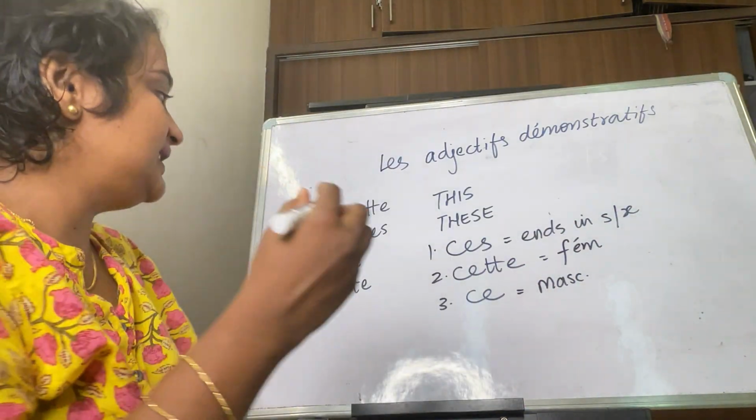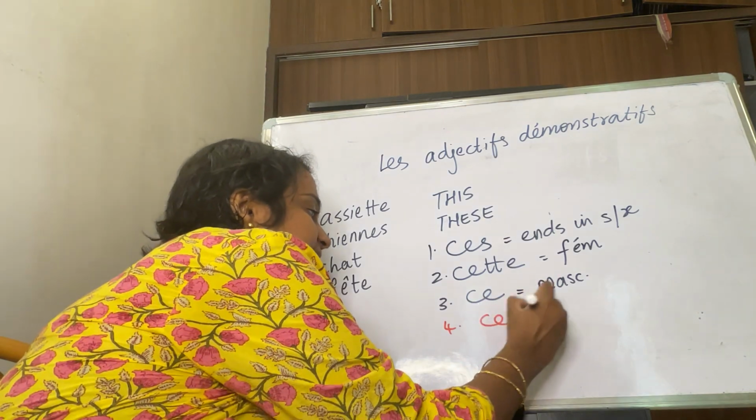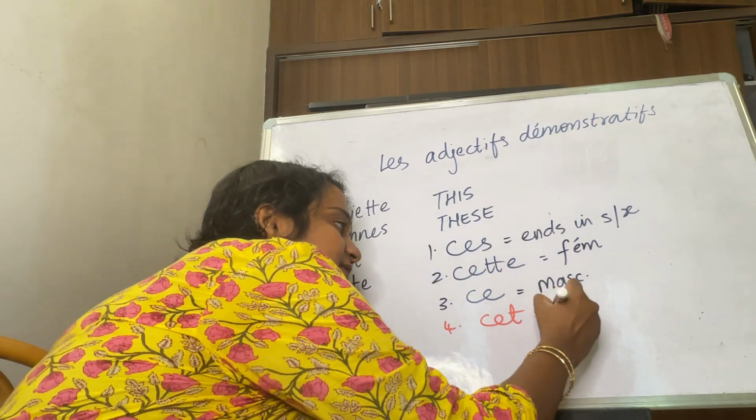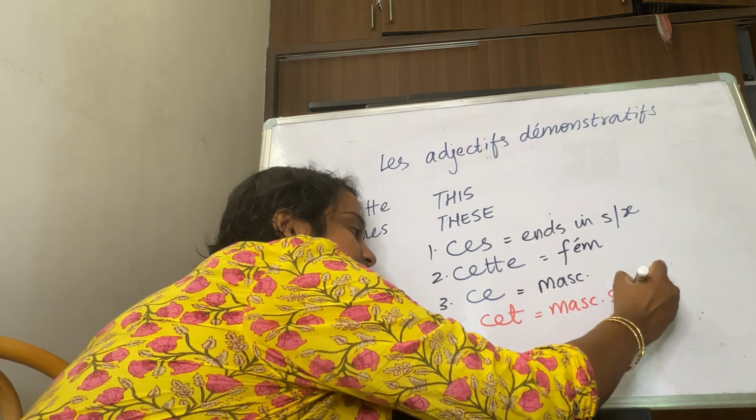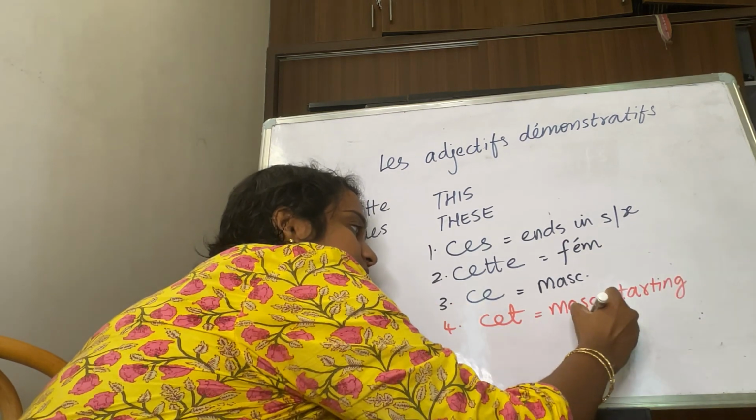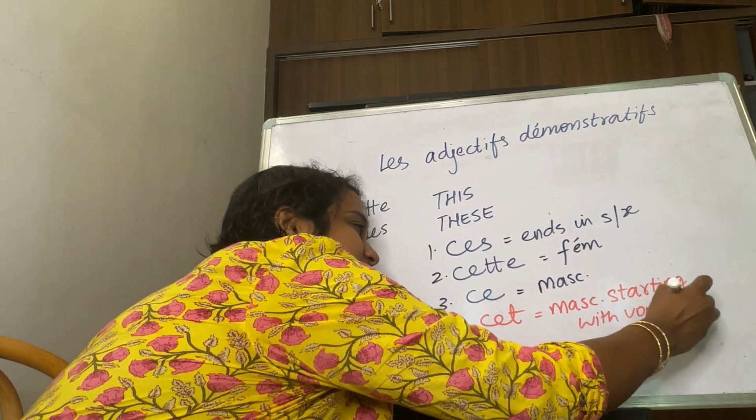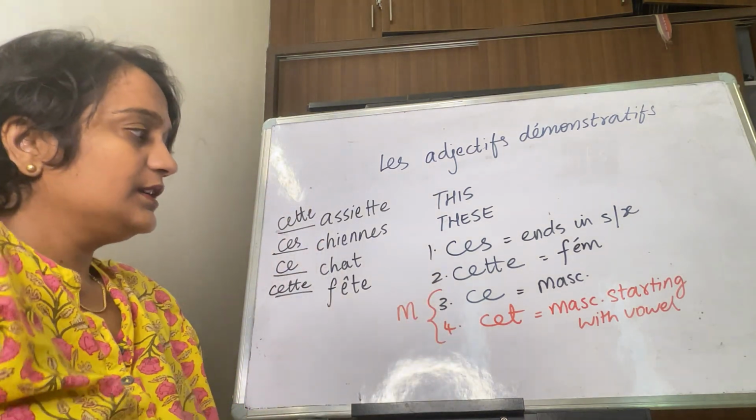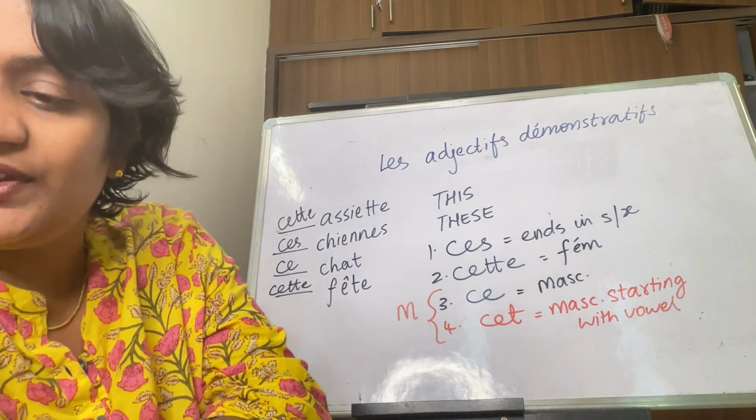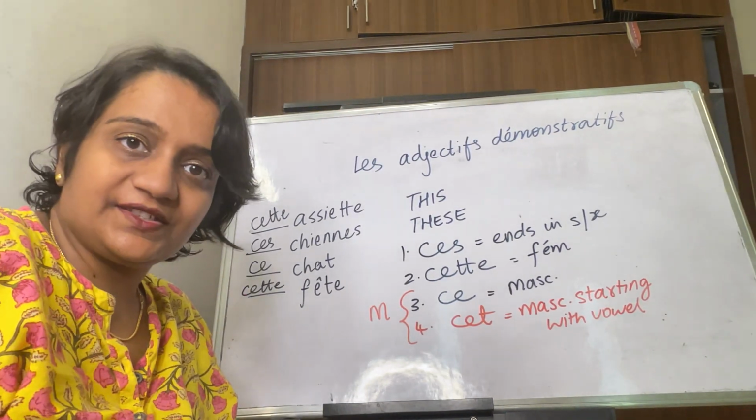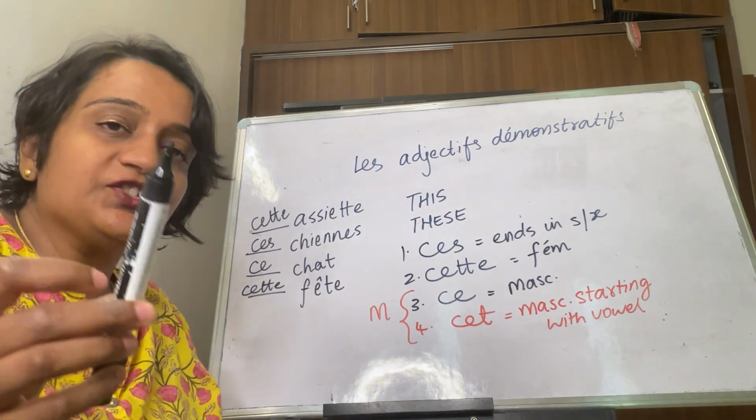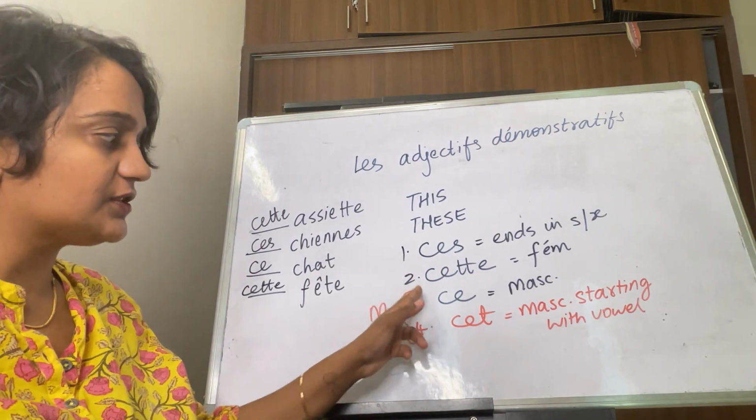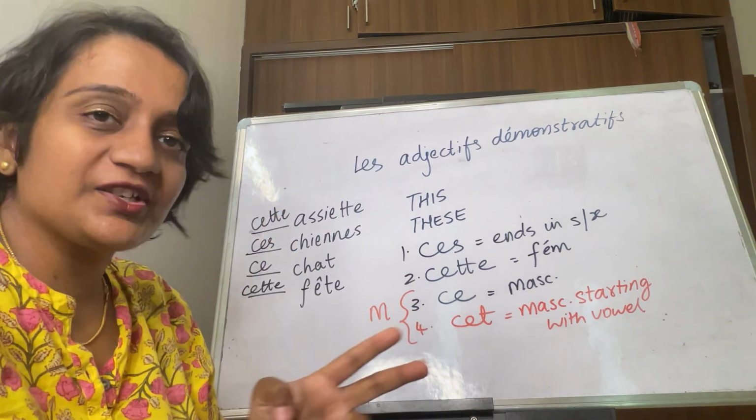And I'm back. So let's do this. Cet. Uh-oh, what is that? This is also masculine, starting with a vowel. Okay, so these both are actually masculine. Now why do we have this annoying cet? We will see it when we come to the topic of contractions. If I don't mention it, remind me. But we will see it when we come to the topic of contractions. For now, just remember that we have ce, cet. Two options are there for masculine.